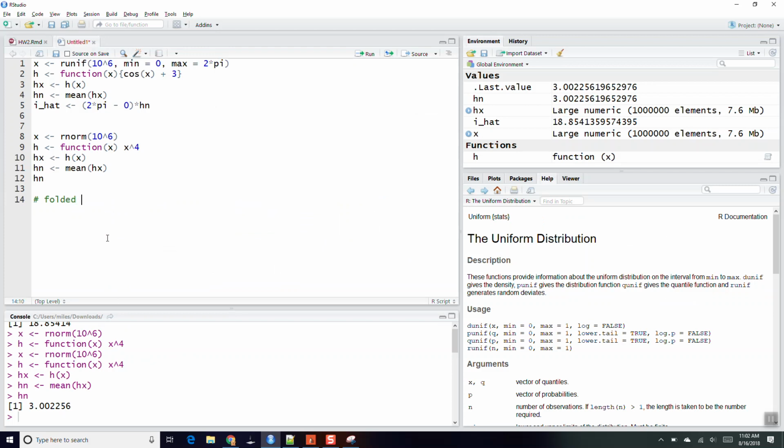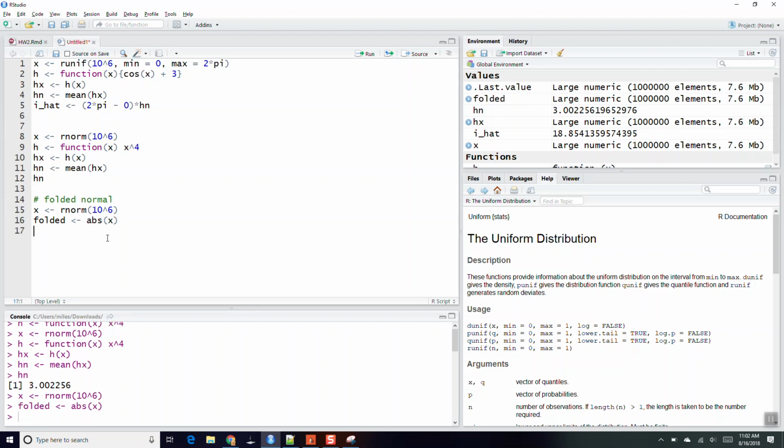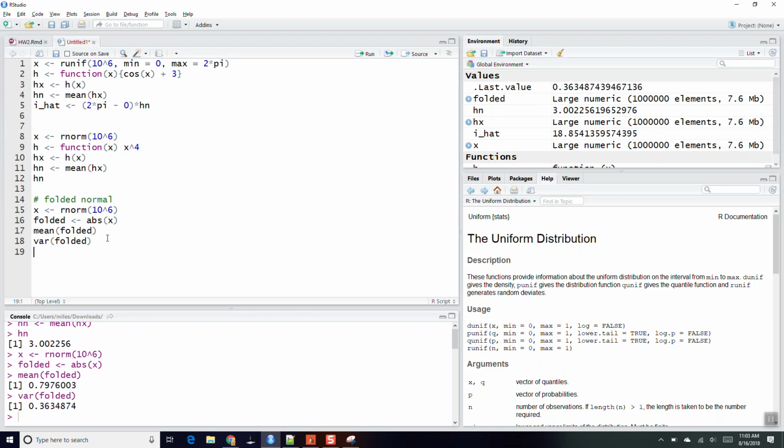So, folded normal. The Monte Carlo approach is just saying, well, I don't know. I don't want to do math. I hate doing math. So we're just going to say, all right, let's draw 1,000,000 values from the random normal, and then folded will be basically the absolute value of all of these things. And then let's just ask what's the mean of the folded values. Okay, and we get 0.7976. And we can ask for what's the variance of the folded values, and we get this.